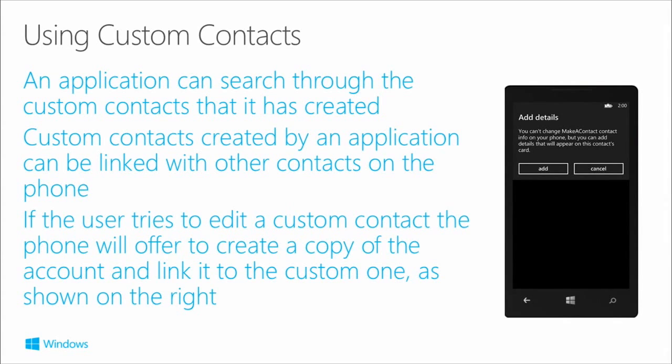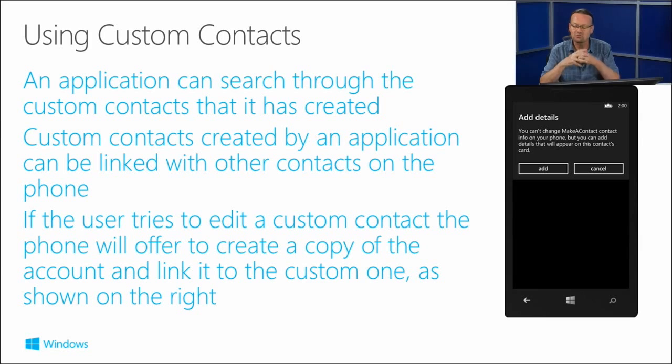And an application can search through it. Now, the interesting thing is that the app can obviously see its own contacts, and can get them, enumerate them and change them. If the user tries to edit one of these custom contacts through the regular People Hub, what will actually happen is you'll get a dialogue such as that shown on the screen there. The user gets a dialogue saying that this particular custom app, called Make a Contact, means you can't change the details for that contact on your phone, but you can add additional details.